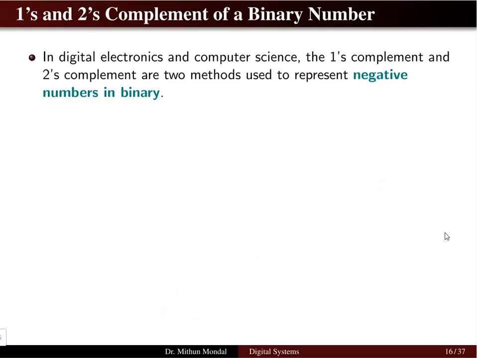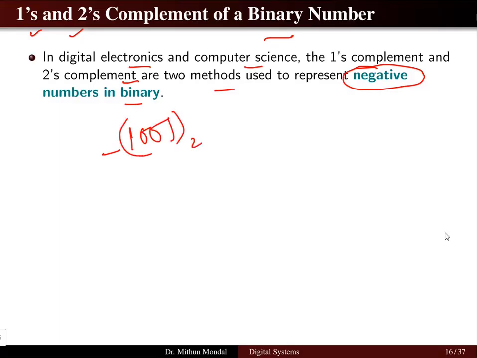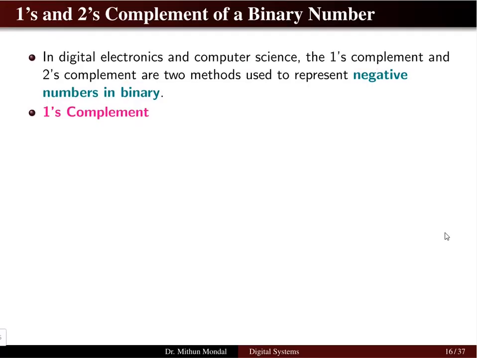Generally in the binary number system there are two complements, 1s complement and 2s complement, that are used in digital electronics and computer science. The 1s complement and 2s complement are two methods which are used to represent negative numbers in binary. So for example, suppose we have minus 1001 with base 2. These negative numbers in the binary number system are basically represented with the complements of 1s and 2s.